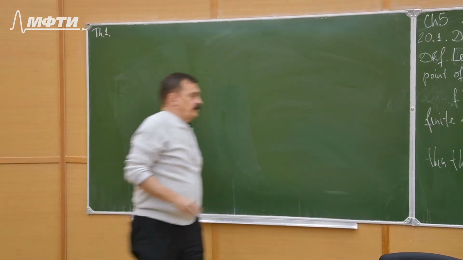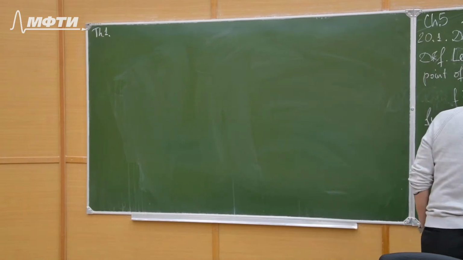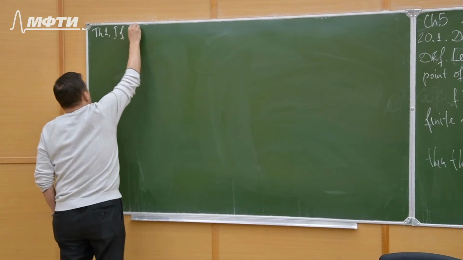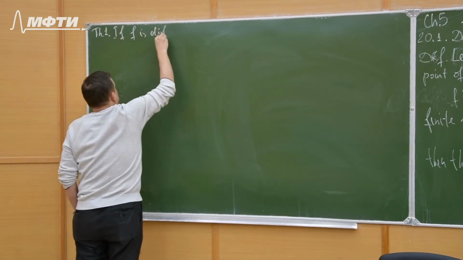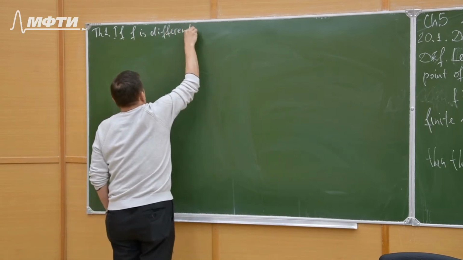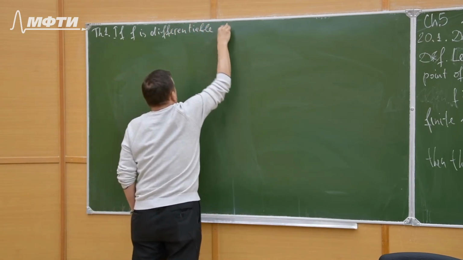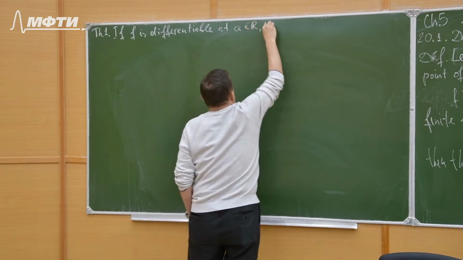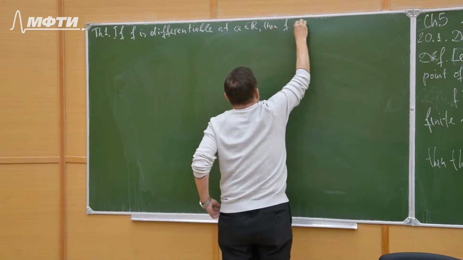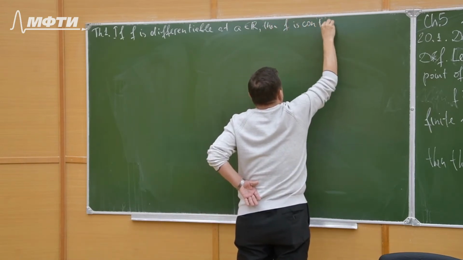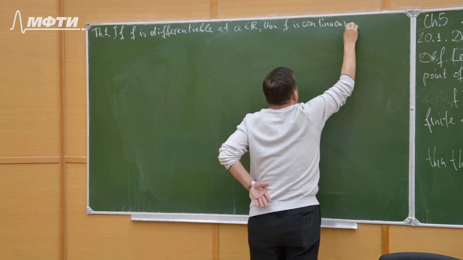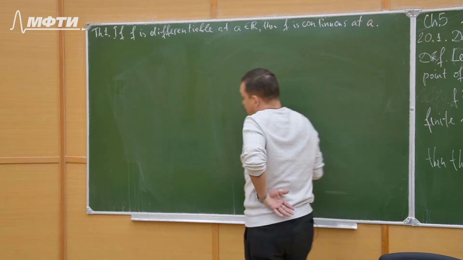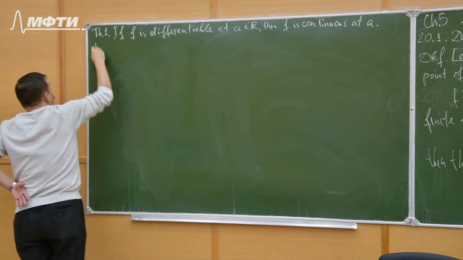And this last example is a counterexample to show that the condition in Theorem 1 is indeed only a necessary condition. So if f is differentiable at a, then f is continuous at a. And proof.